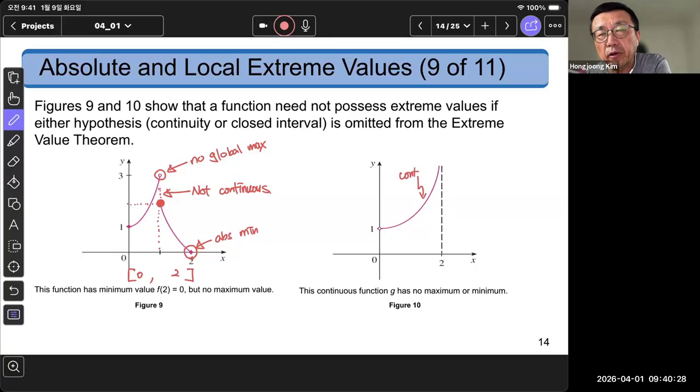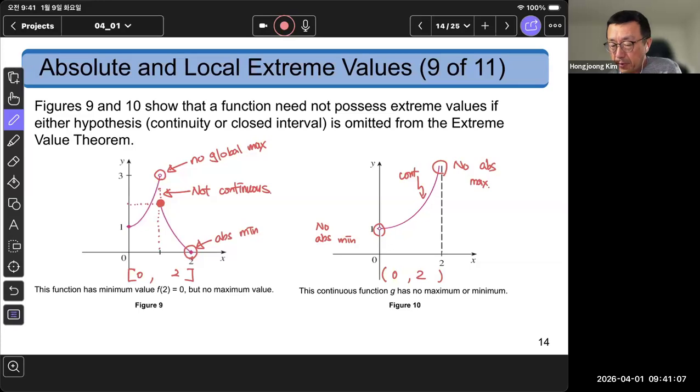Now, the one on the right, figure 10, shows that even though your function is continuous, if that continuity is given on some open interval, not closed interval, then absolute minimum or absolute maximum may not exist. So in this figure 10, there is no absolute minimum and there is no absolute maximum. So those two conditions, continuity and closed interval, are required. Okay.